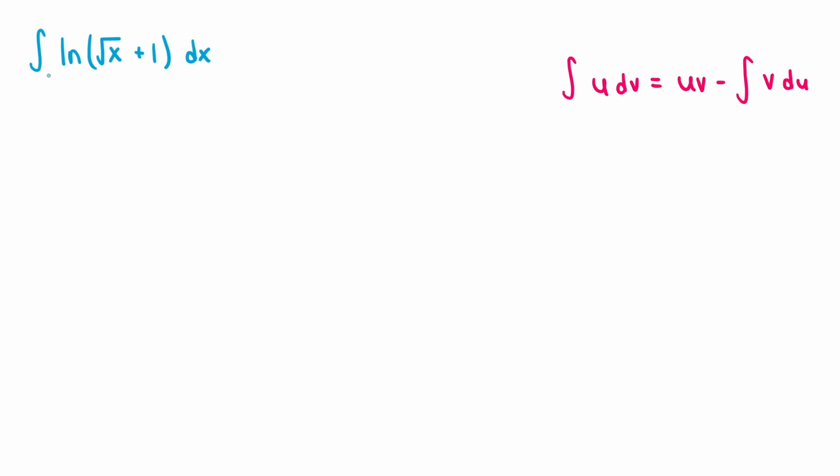So let's do the integral of ln of the square root of x plus 1. We can start by applying integration by parts and let u equal ln of the square root of x plus 1 and dv equal dx.